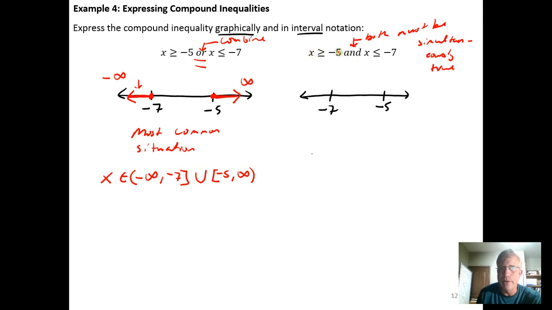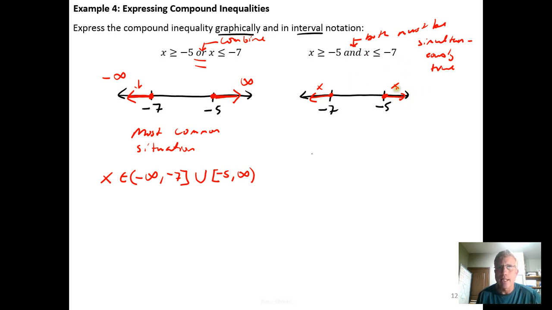We get x greater than or equal to negative 5. Well, to be greater than or equal to negative 5, you need to live up here. And x less than or equal to negative 7 means I have to live down here. And then you have to ask the question, can x be here and here at the same time? And what we see is that no, we can't, because these two things are mutually exclusive. I can't be bigger than negative 5 and smaller than negative 7 at the same time.